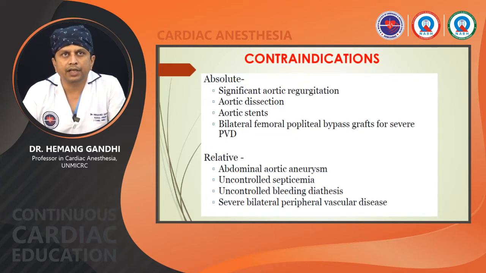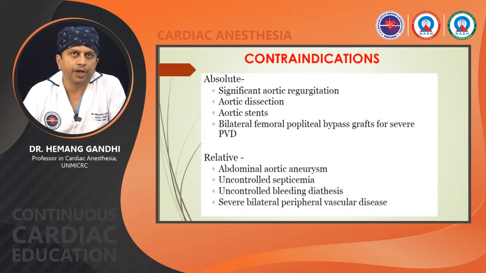Some contraindications are absolute and relative. Absolute ones are mainly significant aortic regurgitation, aortic dissection, or aortic stenting. We should avoid the use of the IABP balloon. And if the patient has femoral popliteal bypass grafting or severe PVD, we should avoid the femoral route for insertion of the balloon. Some relative contraindications, like abdominal aortic aneurysm, uncontrolled septicemia or uncontrolled bleeding diathesis, we should avoid. And severe bilateral peripheral vascular disease, we should also avoid in such cases.